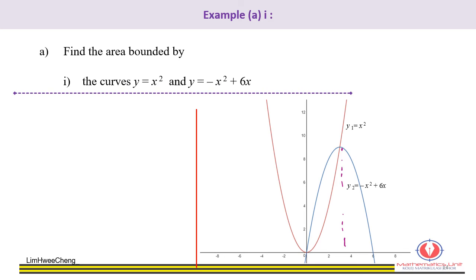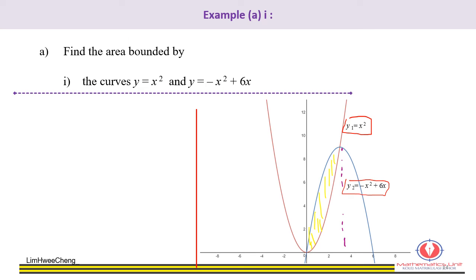We look at example A1. We're going to find the area bounded by the curve y equal to x squared and y equal to minus x squared plus 6x. First of all, we need to draw the graph as shown in the diagram. I denote y equal to x squared as y1 and the graph y equal to minus x squared plus 6x as y2. We are going to find the area between the curves as the shaded region.